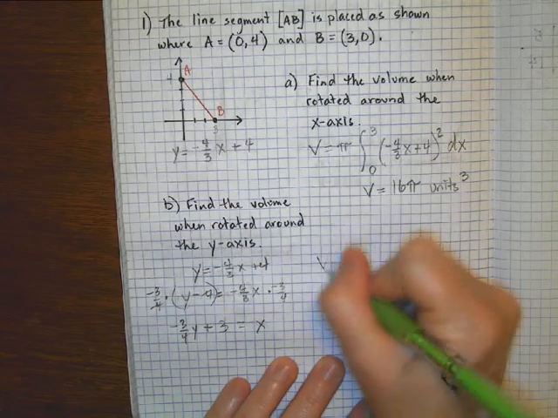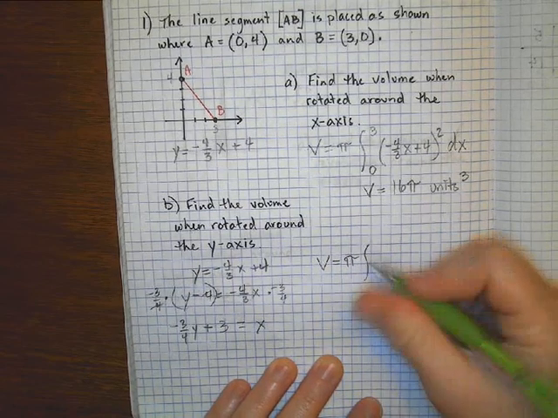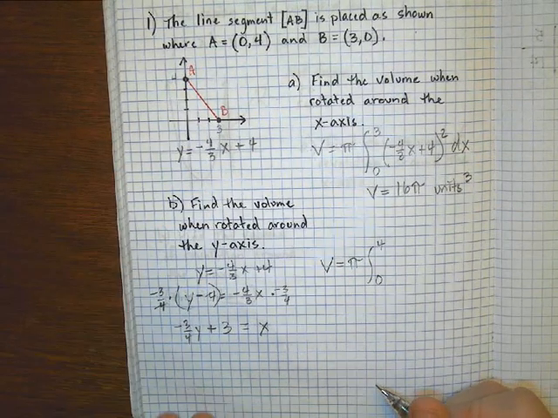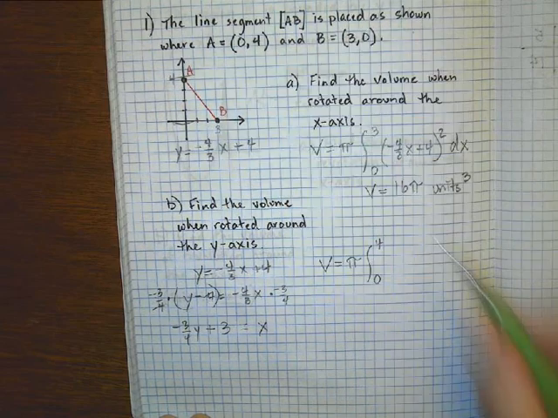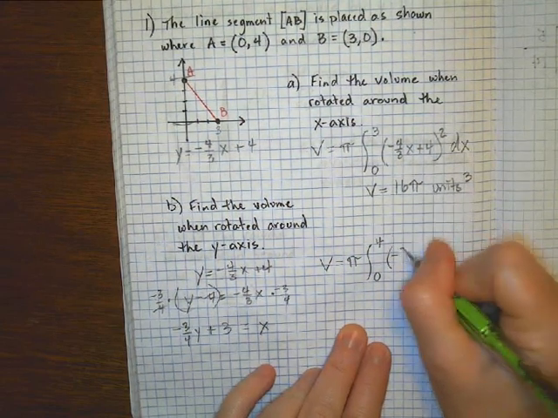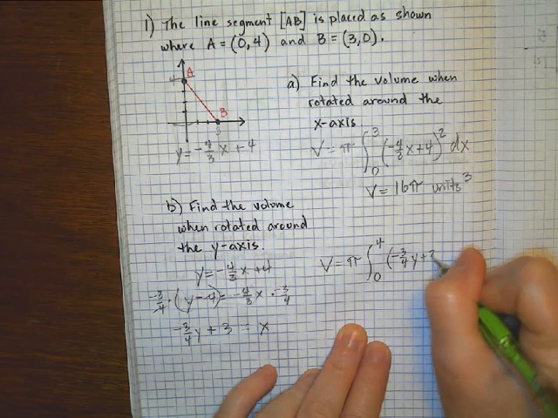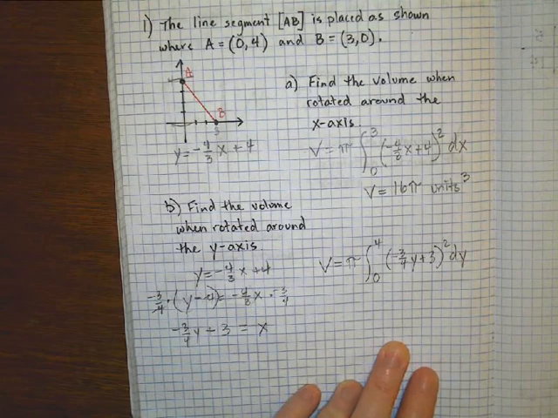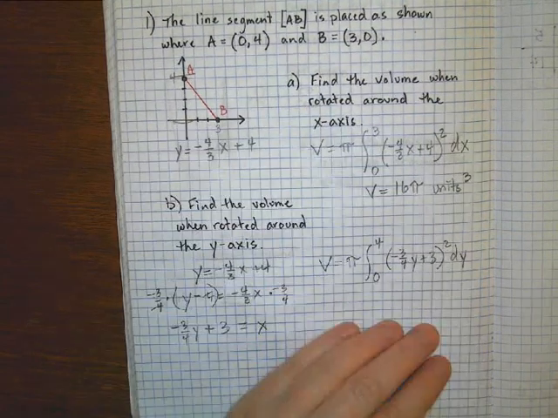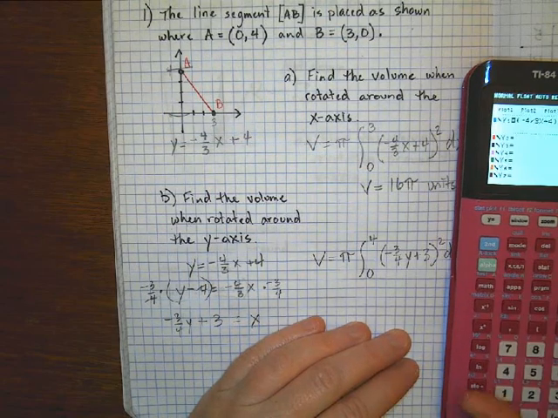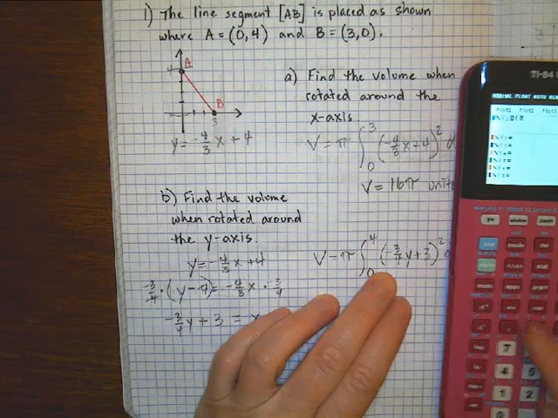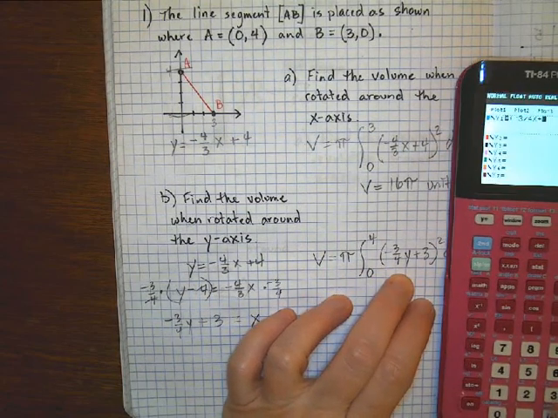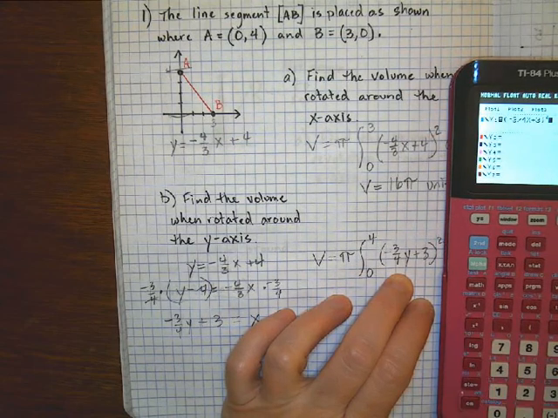So my volume is going to be equal to pi. And I'm going from 0 up to 4 this time. Notice where I'm crossing that y-axis. I'm going from 0 to 4. Okay? And I have my equation, negative 3/4 y plus 3, the quantity squared dy. All right, now I can use my calculator again, just like I did on this one. So I'm going to go back to my y equals. We'll clear that out. I'm going to have negative 3/4. I have to use x because there is no y. Plus 3 squared. Graph it.